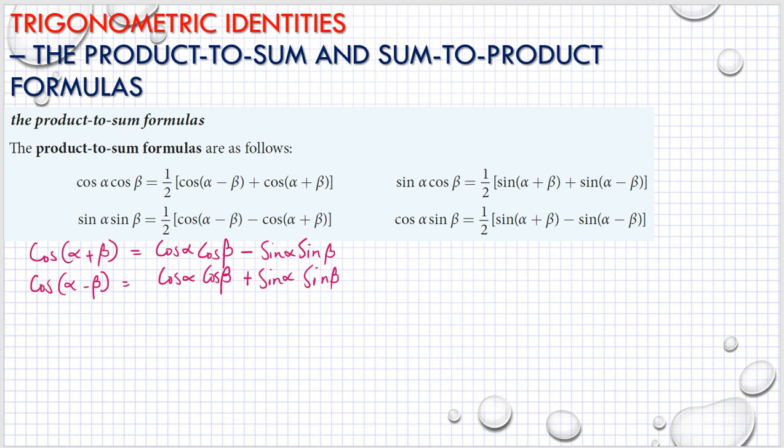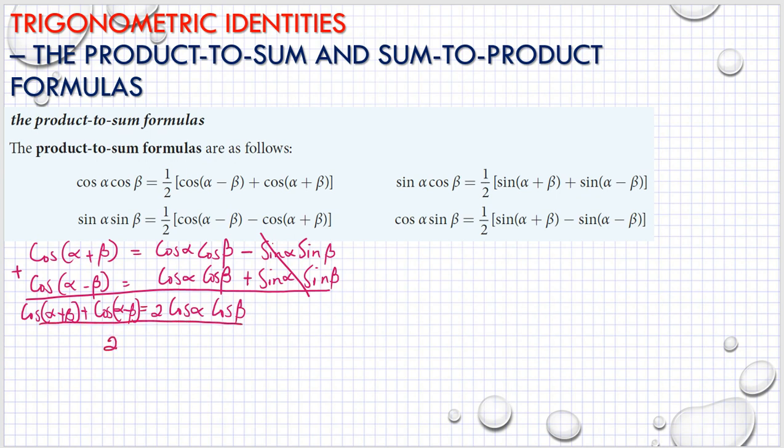So if we add these, then this will become zero. Then we have 2 cosine alpha cosine beta is equal to cosine of alpha plus beta plus cosine of alpha minus beta. If we divide both sides of the equation by 2, then we get this one.